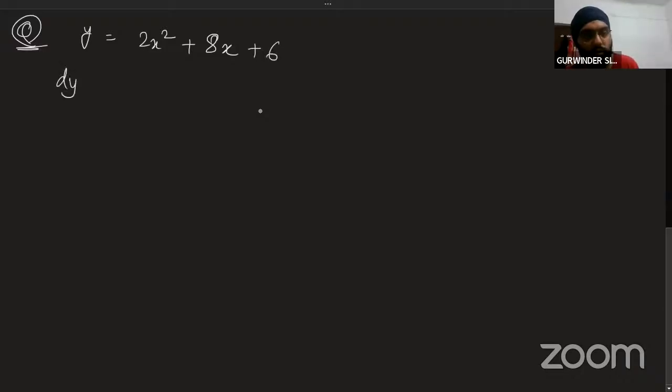Okay, so tell me any function. Ashrita, tell me any function, a polynomial function. 2x square plus 8x plus 6, sir. Okay. So Manoj, find its derivative. What will be its derivative? Tell me.